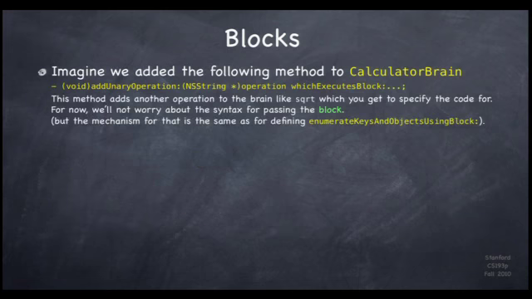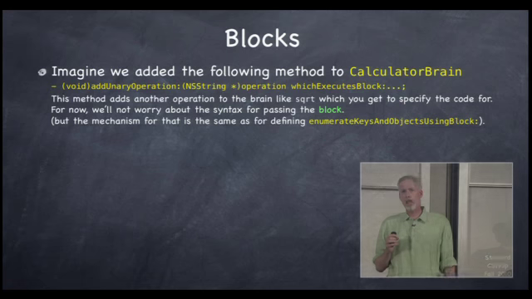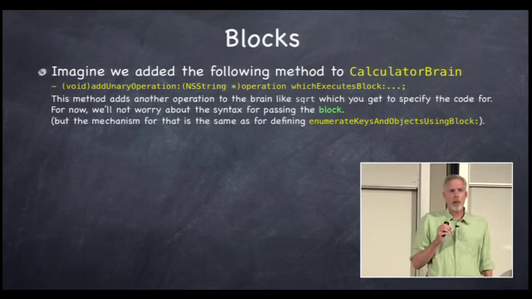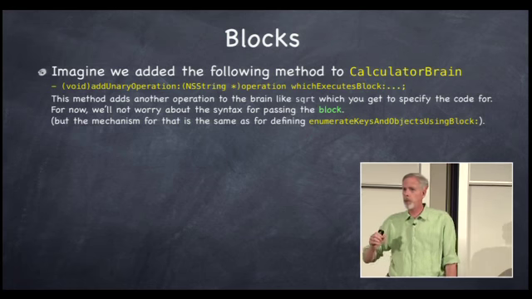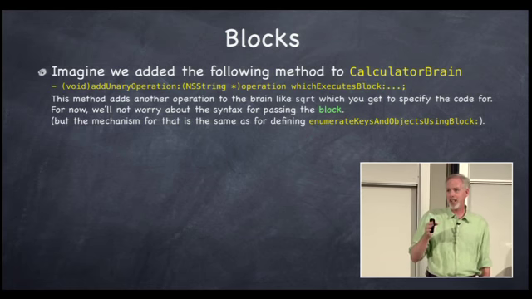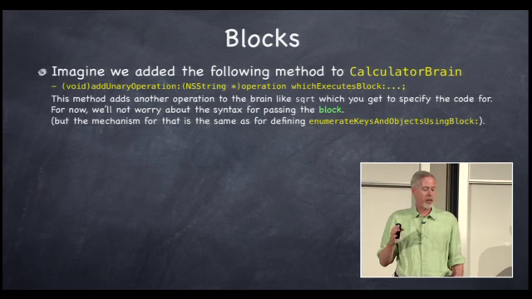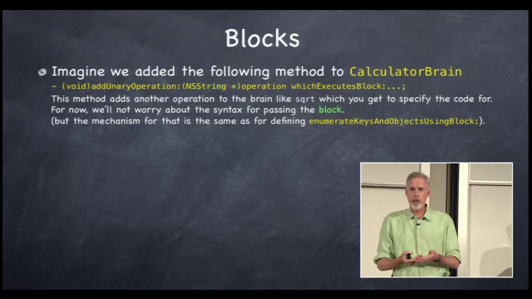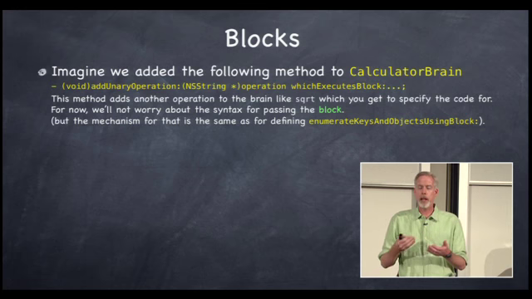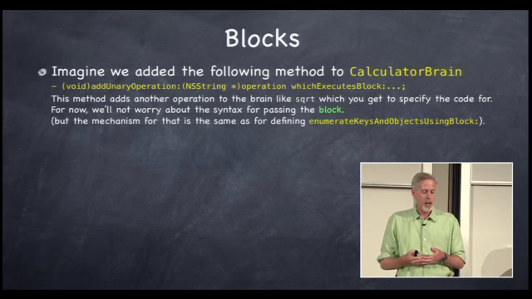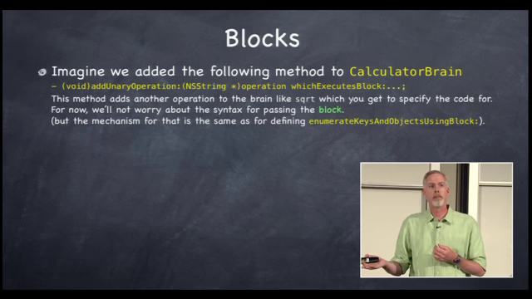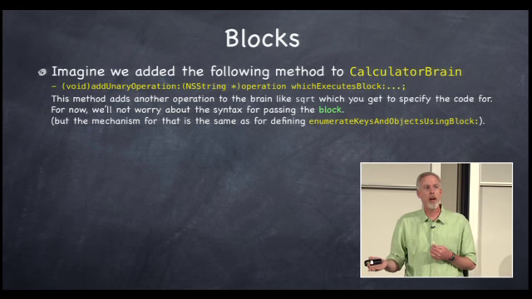We're going to use, as an example here, our calculator brain. I know some of you would rather forget, but we're going to go back to the calculator brain. Let's imagine that we added a method to the calculator brain called addUnaryOperation. It takes a string, which is the name of the operation, like square root, and then we're going to pass it a block which executes. Everyone understand what this method is going to do?